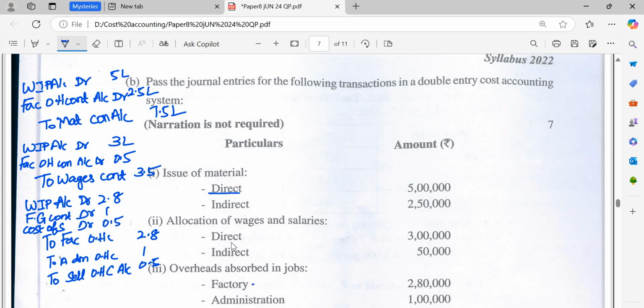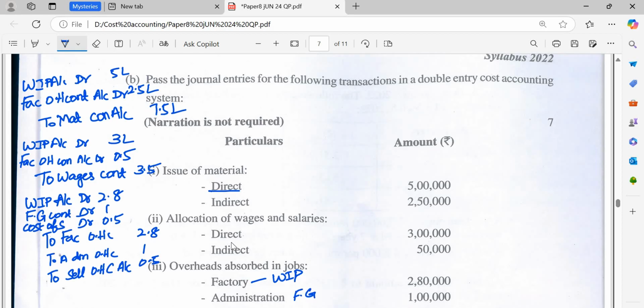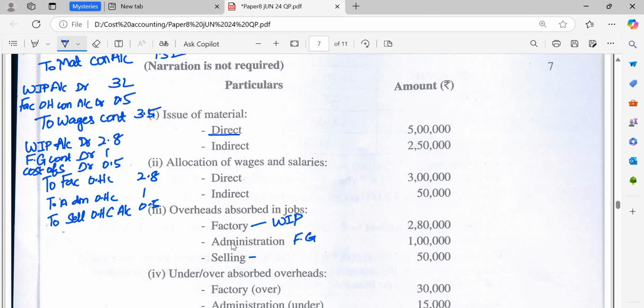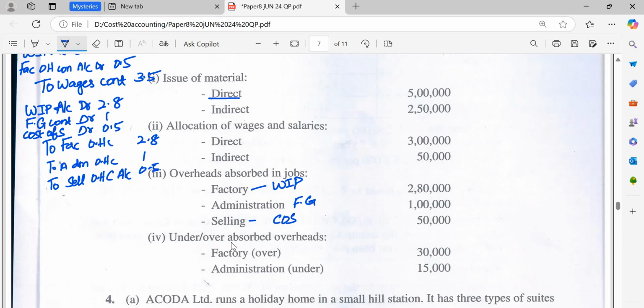So for factory overheads, this will be debited to work in progress. For administrative, this will be debited to finished goods. For selling overheads, it will be debited to cost of sales account. So remember this procedure. So then we need to transfer the administration and other overheads to costing P&L. This over or under absorption they have given, right, so we need to transfer it to costing P&L. So if it is over absorbed, we need to give P&L account as credit.